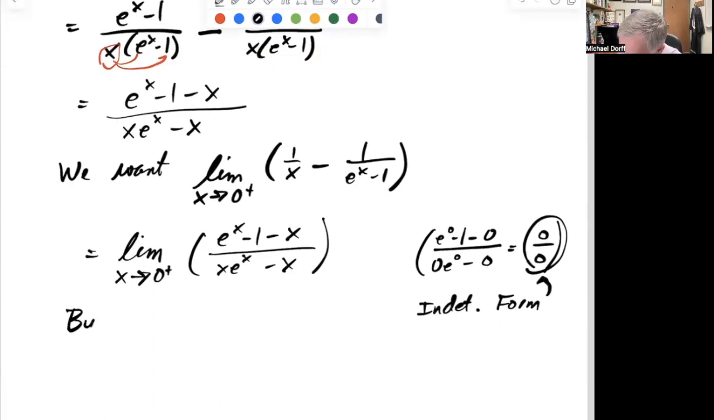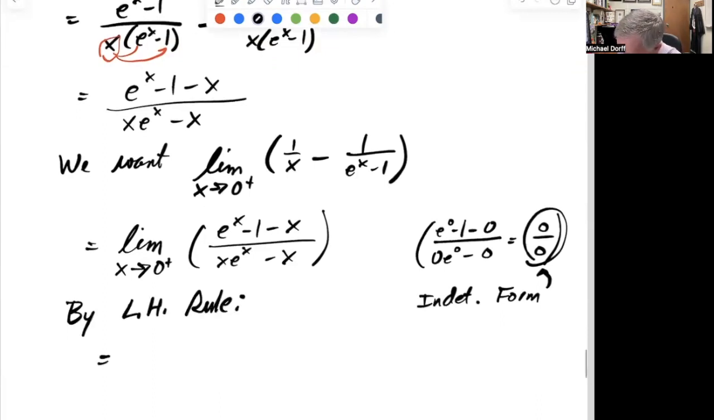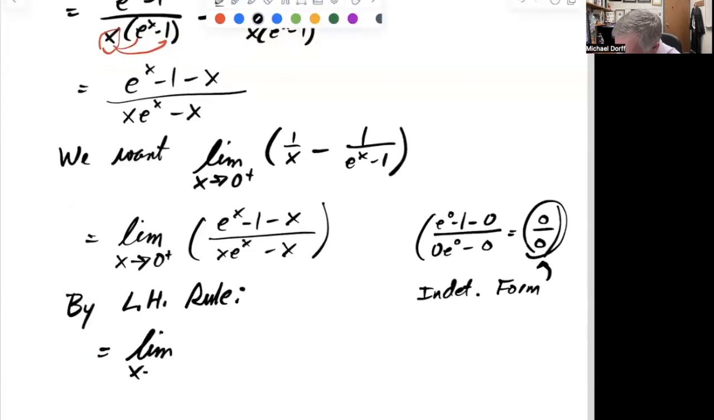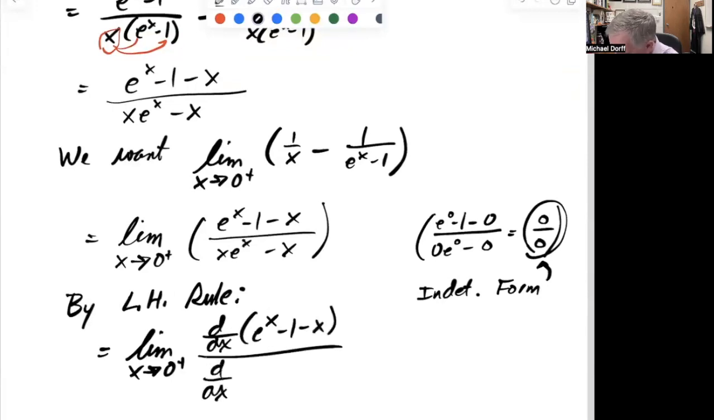So by L'Hopital's rule, the limit here is going to equal the derivative of what's in the numerator over the derivative of what's in the denominator.